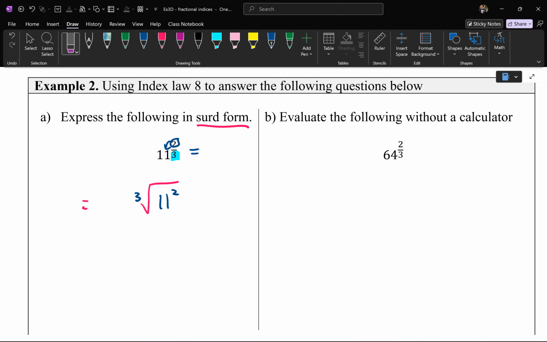And that's all you got to do. That's your surd form. Cube root of 11 squared, which if you wanted, you could write as cube root of 121. Okay? Because 11 squared is 121.